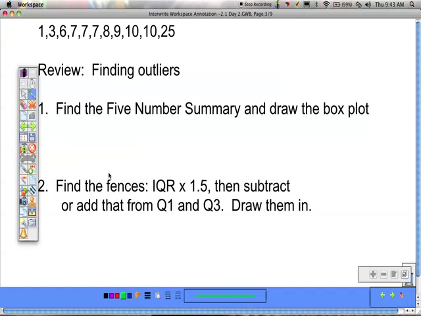Step 2, find the fences. So this is to find the outliers, which is in the next podcast too if you need more help. But to find that, you're going to find the interquartile range, multiply by 1.5, then you're going to subtract or add that from Q1 or Q3, and we'll draw them in. So let's do that work here.